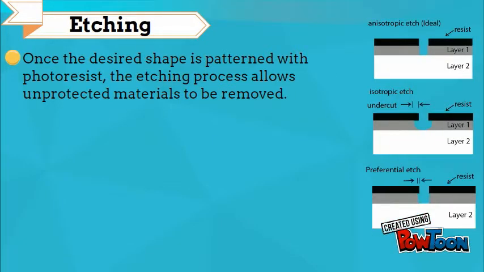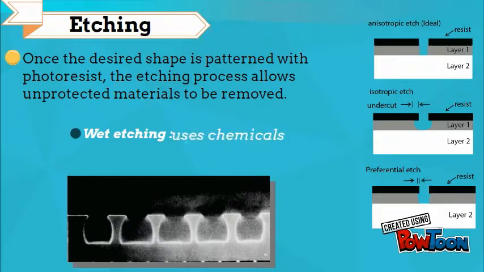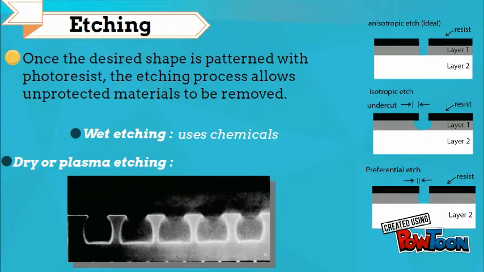Etching. Once the desired shape is patterned with photoresist, the etching process allows unprotected materials to be removed. Wet etching. This one uses chemicals. Dry or plasma etching. This one uses ionized gases.